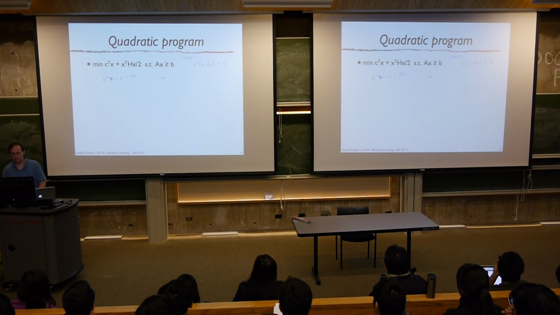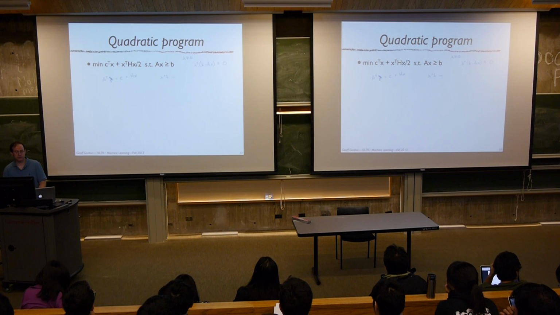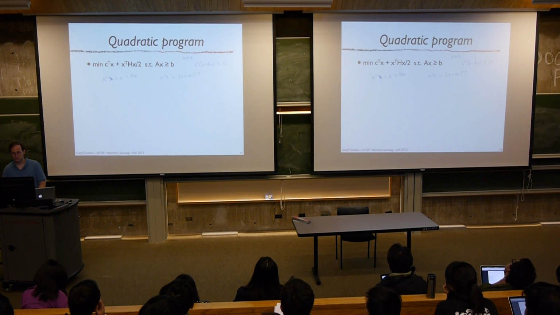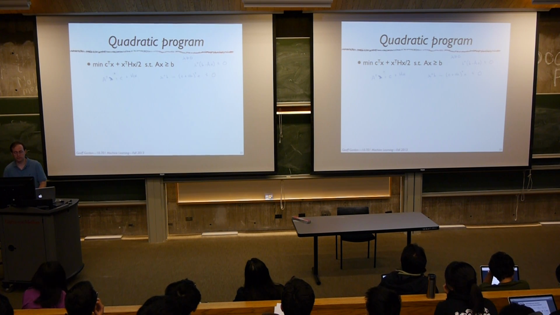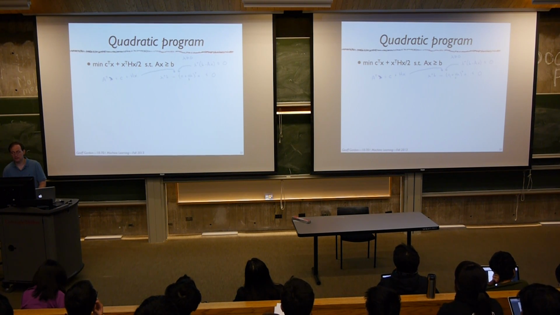That's the same as saying lambda transpose B minus lambda transpose A, that's the transpose of this thing. So that's just going to be C plus HX transpose X, and that's going to be less than or equal to 0. I just substituted this guy and this guy together to get that thing.